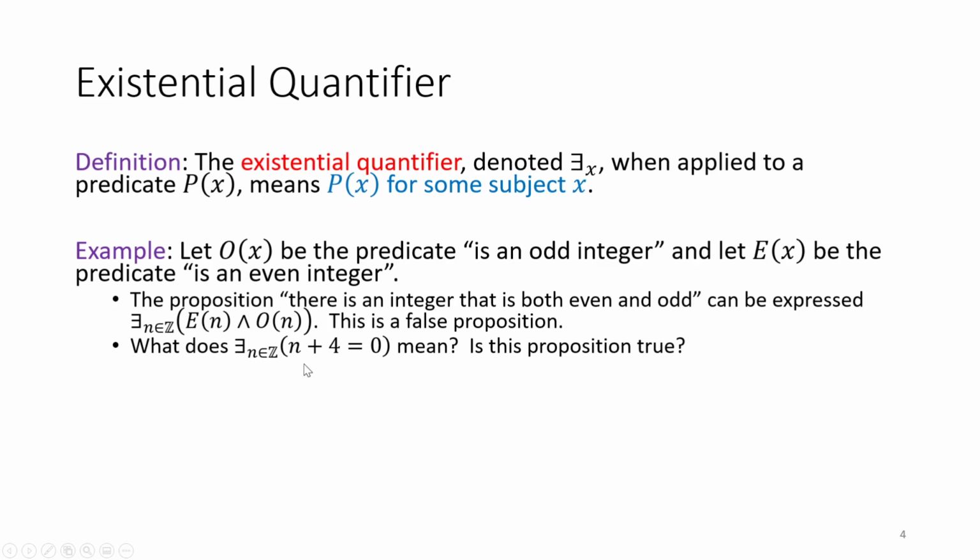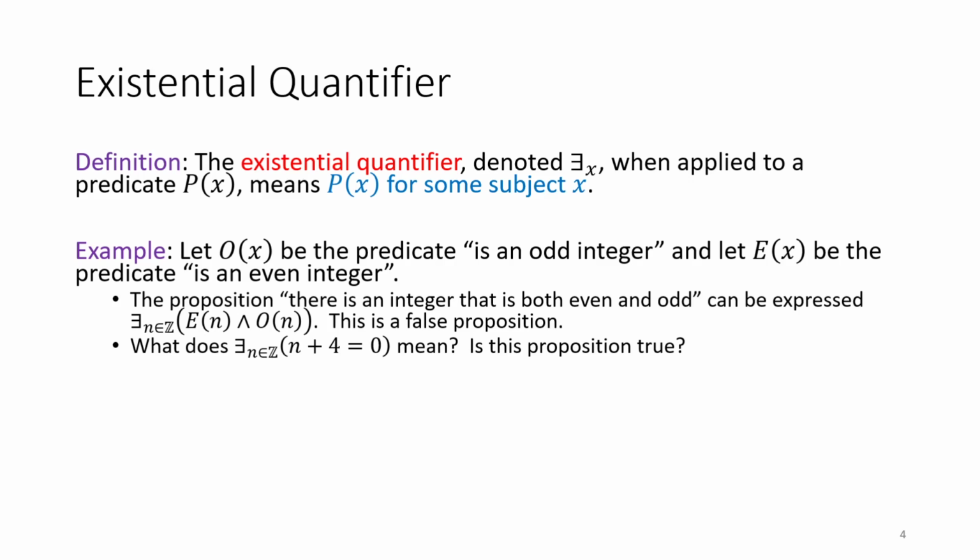Okay, it says, what does this mean? So again, there exists an integer n such that n plus 4 equals 0. So there exists some n that this is true. Is this true? Yes, there is some integer n such that n plus 4 equals 0. How do we prove this true? Well, we need to find that integer. Which integer is it?